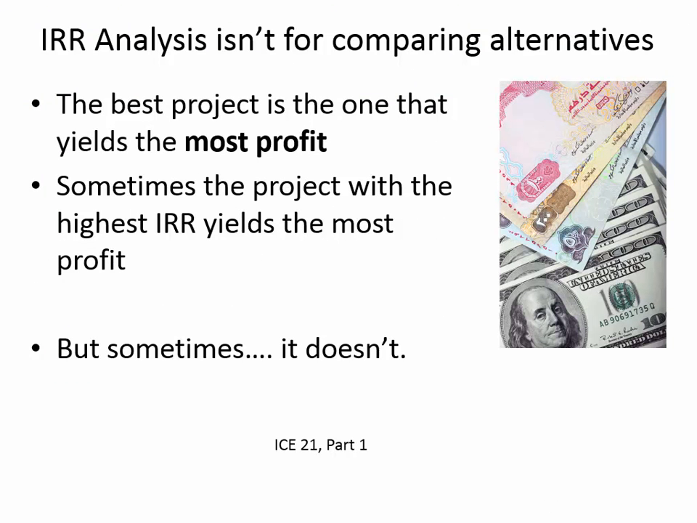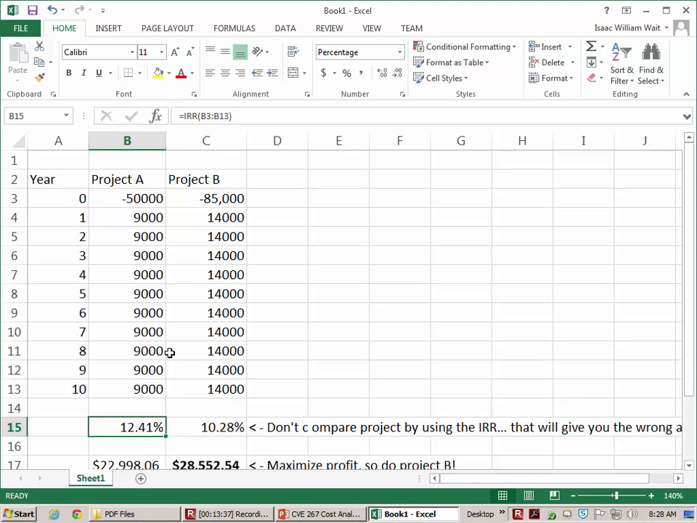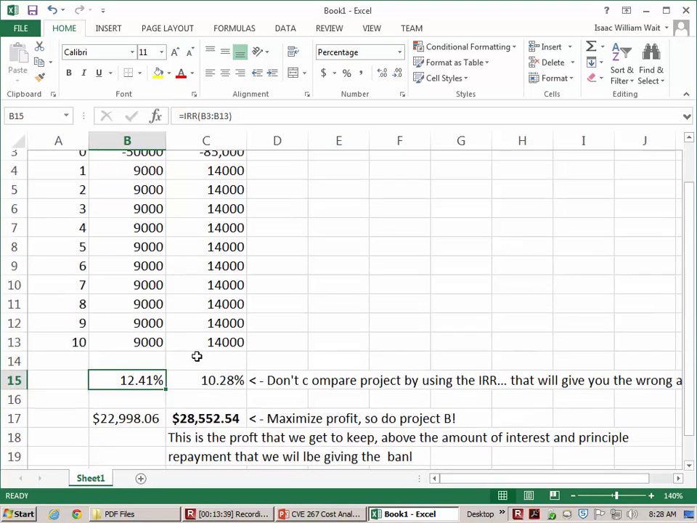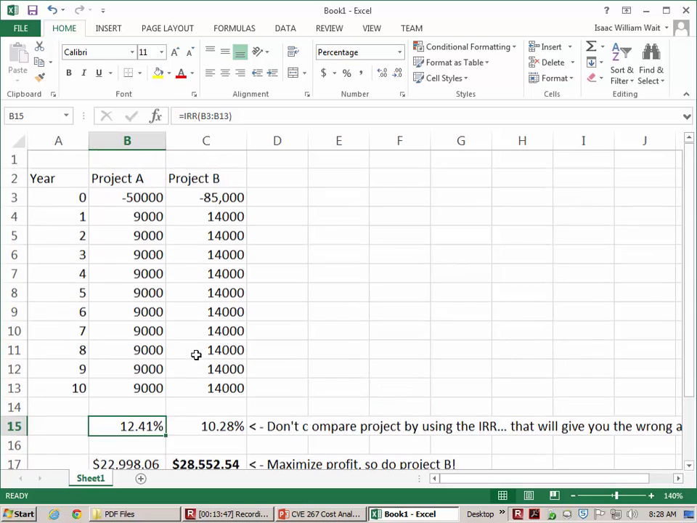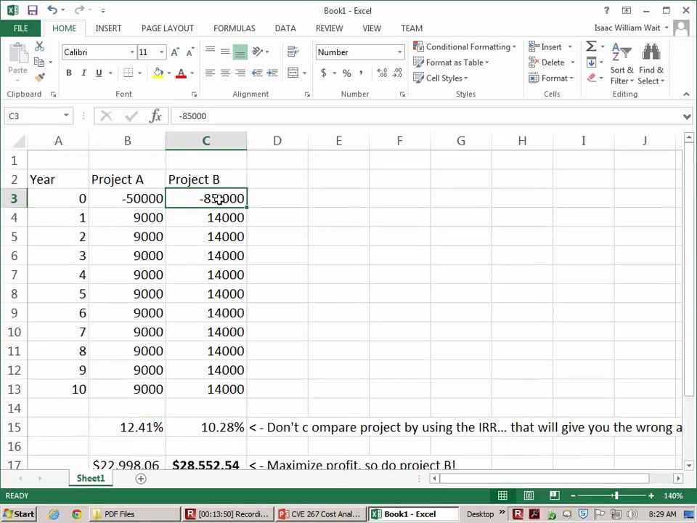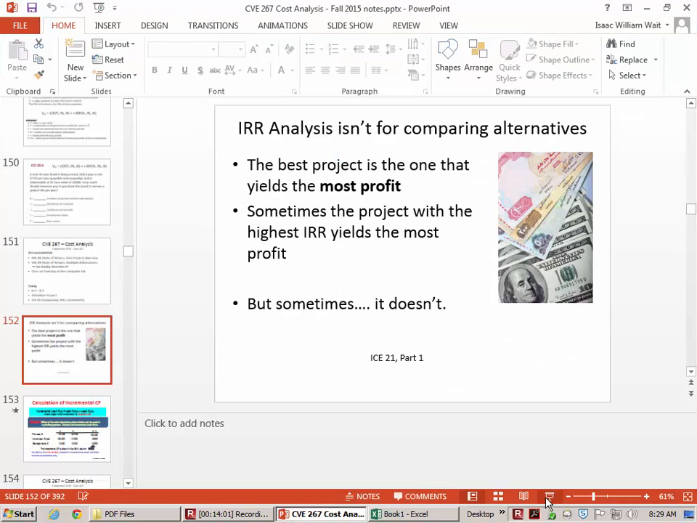So this is a good illustration. Don't compare projects based on internal rate of return. Because in what we just saw, if you looked at internal rate of return, it would say project A is better. But we know project B is better, because it gives us more profit. We can only do one of the two projects, and if the bank is going to give us the money at the same interest rate, whether it's $85,000 or $50,000, you might as well go with the more expensive project, because the more expensive project is going to give you a greater yield. All right, so that's part 1.